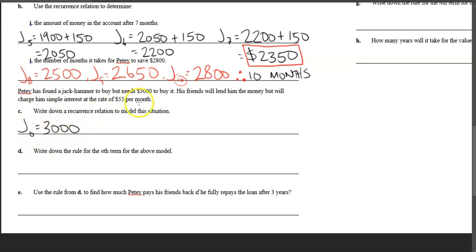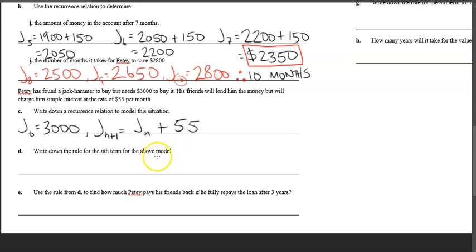So if PD were to borrow $3,000 from his friends, and assuming that no months have gone by at simple interest, then what he owes back is $3,000. But as 1 month goes by, what he owes back will be $3,000 plus one lot of $55, because as each month goes by, the amount owed back to his friends goes up at a rate of $55 per month. So the recurrence relation to get J of N plus 1 is J of N, the previous term, plus 55.